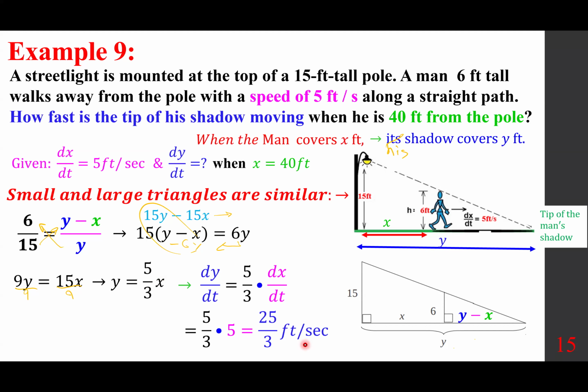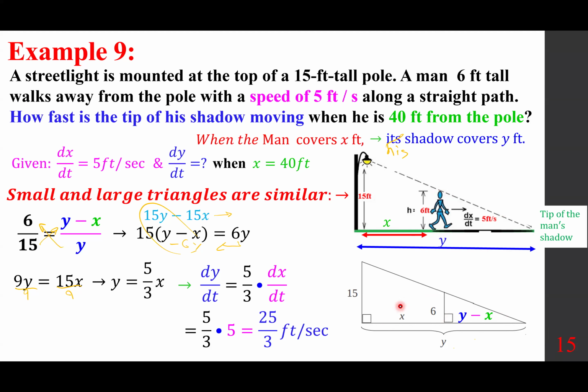A quick recap. So we have a 15-foot pole. There is a street light here shining on the guy. As he moves from here, he covers X amount. The tip of his shadow covers Y amount. That's really the key. So if this is X, this is Y. So this is X, this is Y.